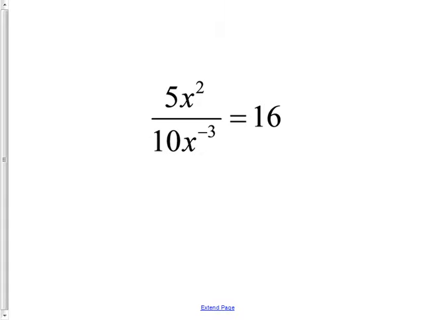Okay. This one. Are those x's on the bottom happy there? Move them up, make them happy. Simplify your 5 and your 10. Once you've got some simplifying done, rewrite your equation. Then see if you can solve it.